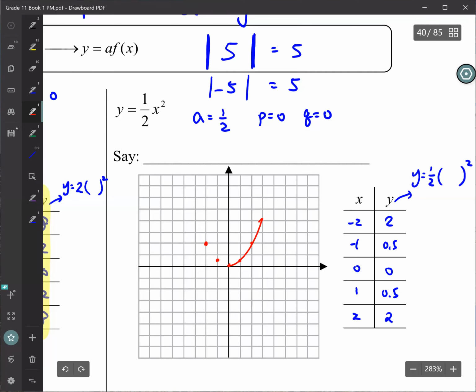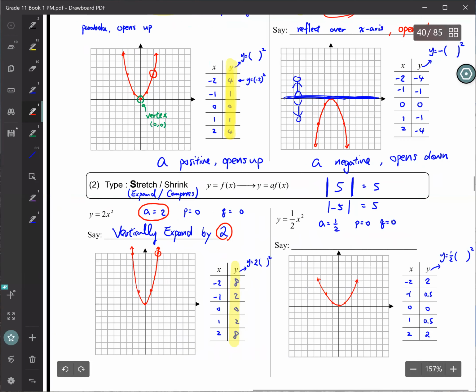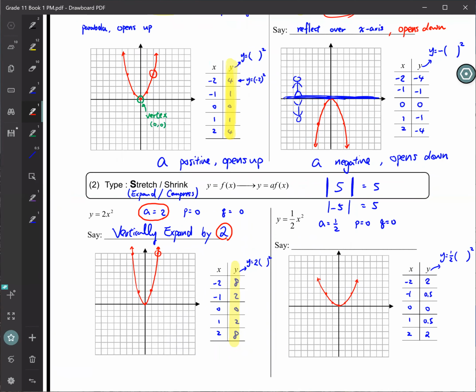So you can see this time, compared with the basic, the top left corner is wider, not as skinny as the previous one. And it's shorter as well. Instead of going up to 4, the highest only goes up to 2.